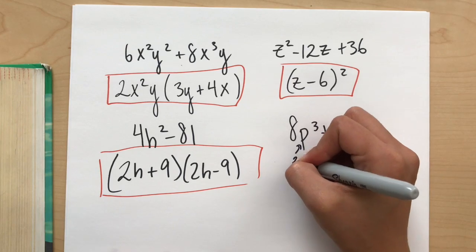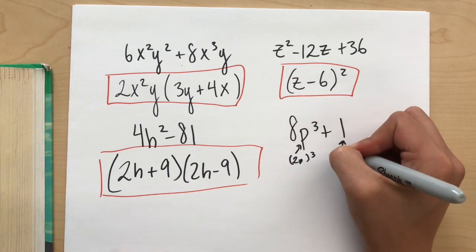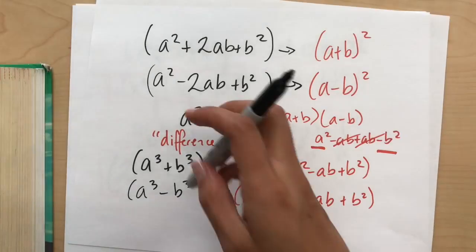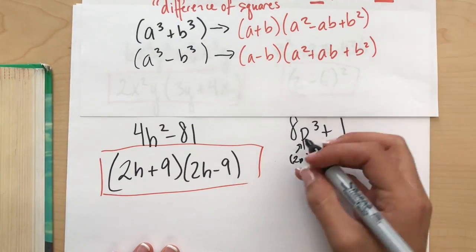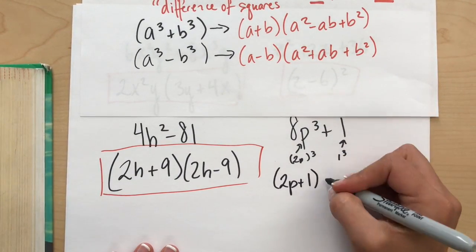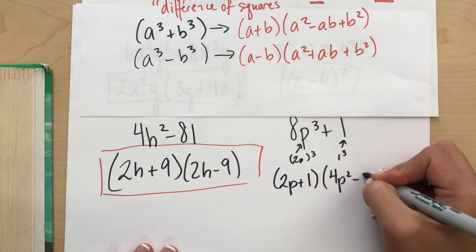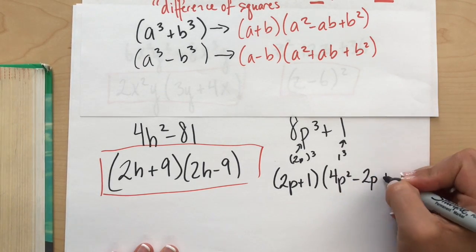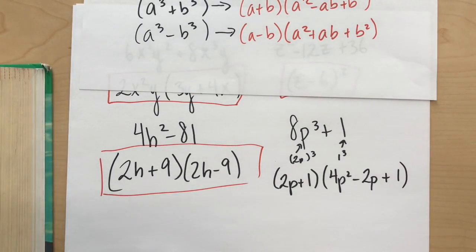Okay, here I have a sum of cubes. 8p cubed is the same thing as (2p) cubed, and 1 is 1 cubed. So I'm going to use the equation that I have here. So it's going to be 2p plus 1 times 4p squared, I've squared that 2p, minus 2p plus 1, right? So it's 2p times 1.